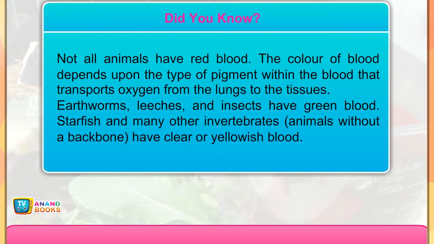Did you know? Not all animals have red blood. The color of blood depends upon the type of pigment within the blood that transports oxygen from the lungs to the tissues. Earthworms, leeches and insects have green blood. Starfish and many other invertebrates, animals without a backbone, have clear or yellowish blood.